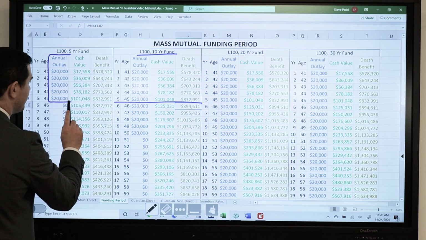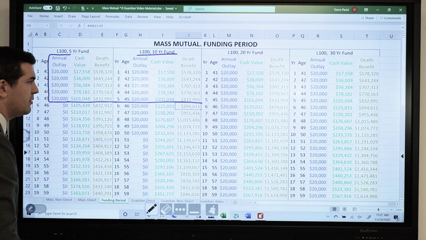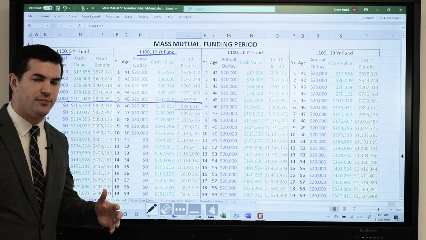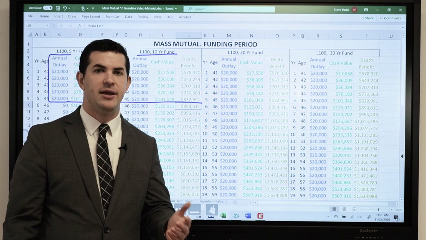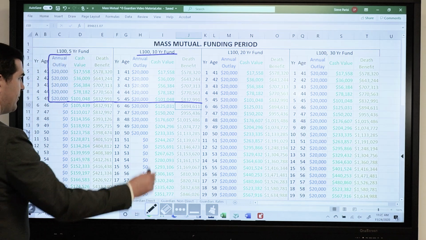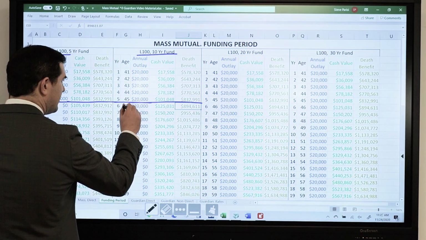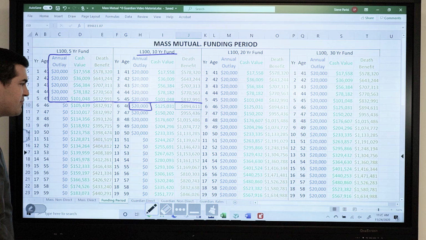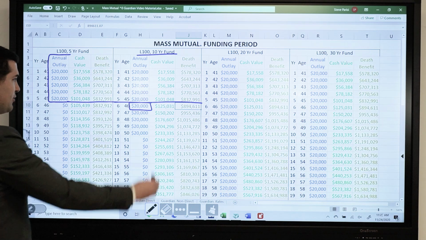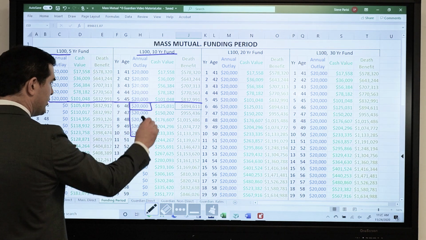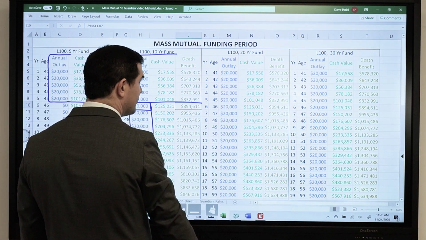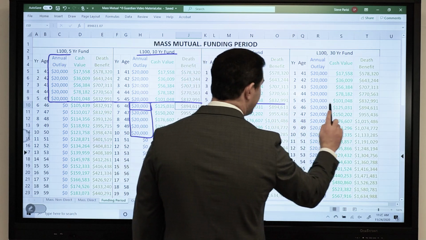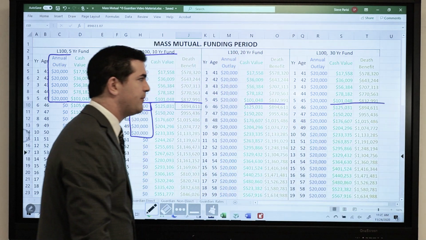Is there any difference here? No. Values are identical. And the reason why is because it is the same policy. The difference is in the 10-year example, he decided, you know what? I want to pay in another $20,000. And he does so through year 10. Same thing over here with 20 years and then 30 years. Exact same policy. Look at the year 5 values, all identical.